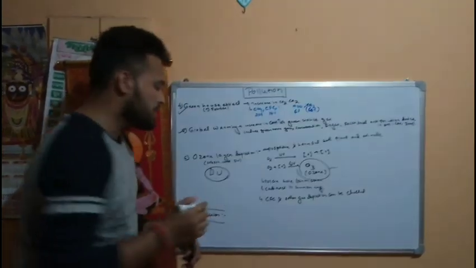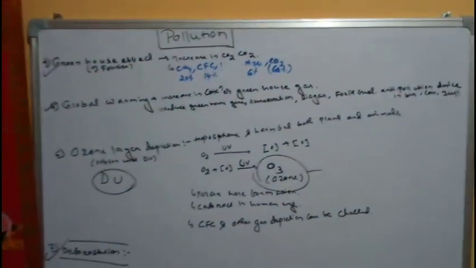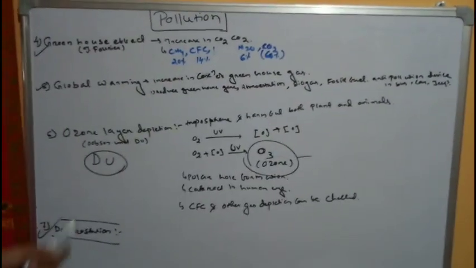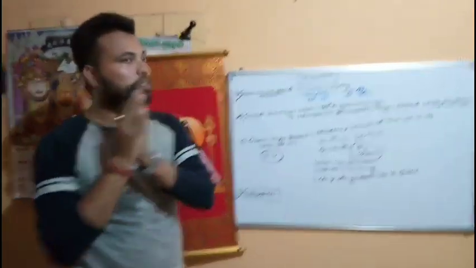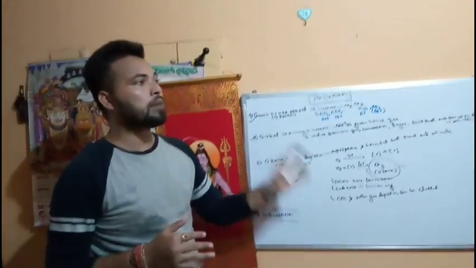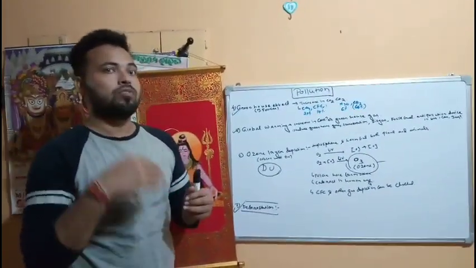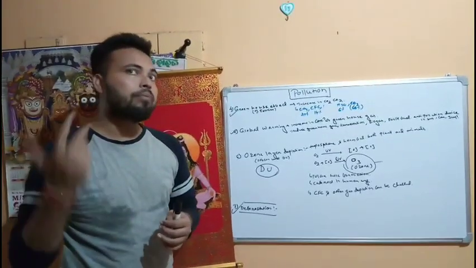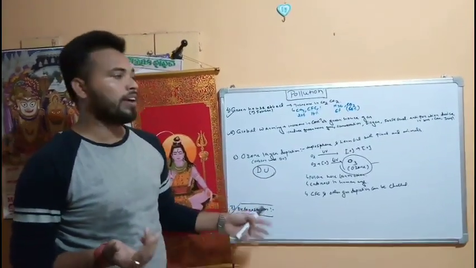Then the next part is deforestation. First, what is deforestation? Deforestation is the cutting down of trees. If we cut down trees for industrialization, urbanization, and rapid growth, then we have to suffer a lot.